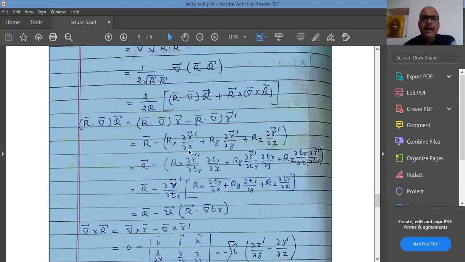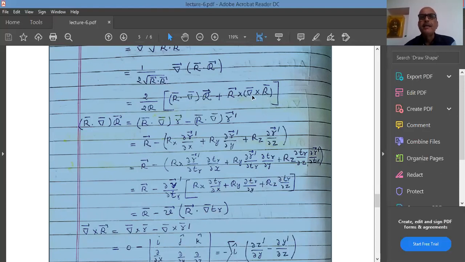Now we take del r dash over del tr common. What is del r dash over del tr? r dash is the retarded position of the charge and tr is the retarded time. So rate of change of position coordinate with reference to the time is the velocity of the particle. So the velocity of the particle at that instant is v, and then we are left with rx into del tr over del x plus ry into del tr over del y plus rz into del tr over del z, and these three terms together can be written as r dot gradient of tr. Gradient of tr will become i cap del tr over del x plus j cap del tr over del y plus k cap del tr over del z. And therefore we can write this as r minus v into r dot gradient of tr, the first term.